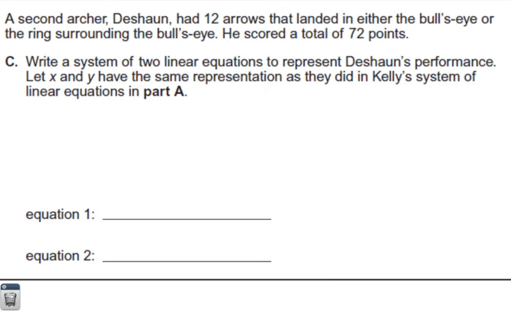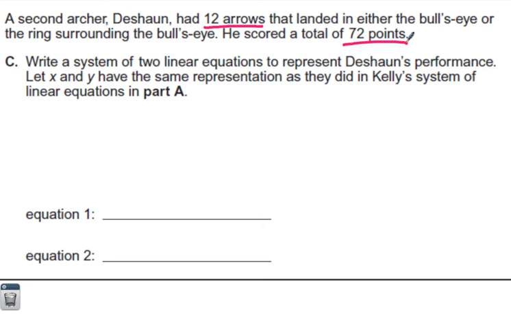Now we can move on to part C, where if you've already read this, and again, pause it if you have to before reading this and before moving on. Okay, so now we have another archer, Deschamps, and he had 12 arrows total. If you understand the reading, there were 12 arrows total for him and 72 points total. And they just want you to write a system of equations very similar to what Kelly had.